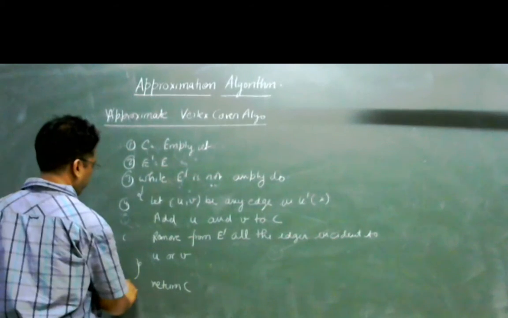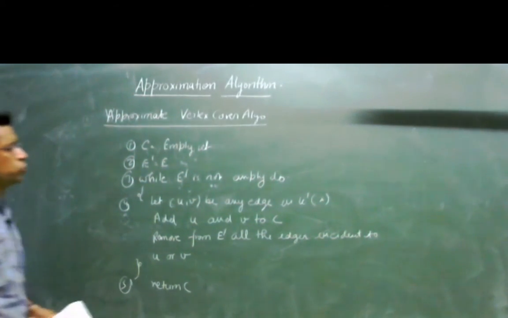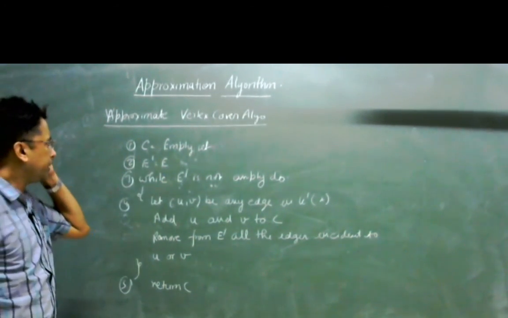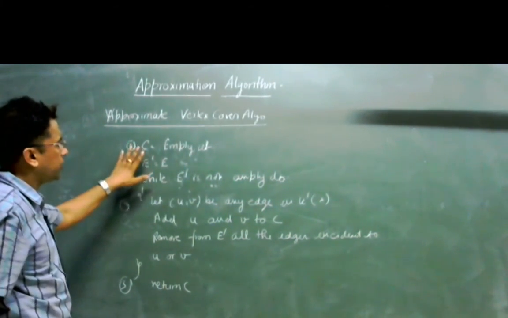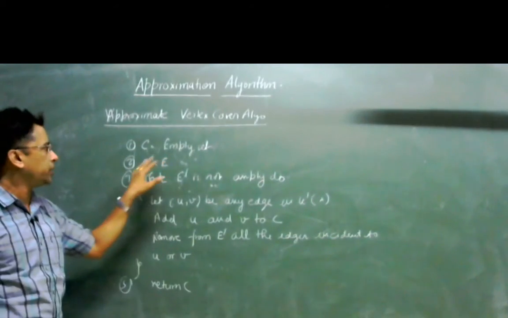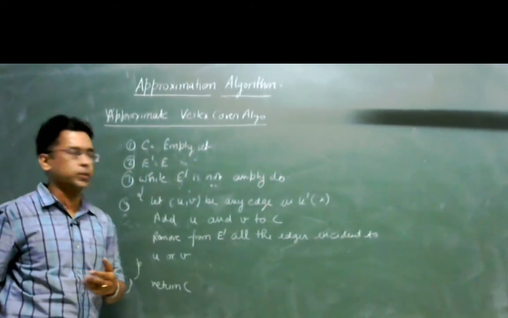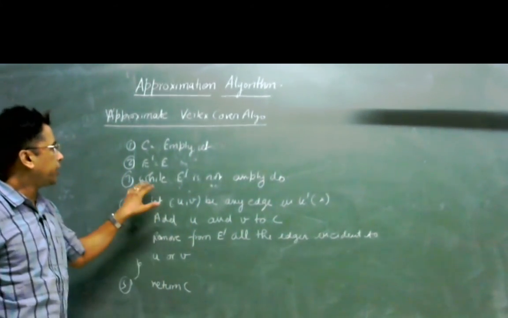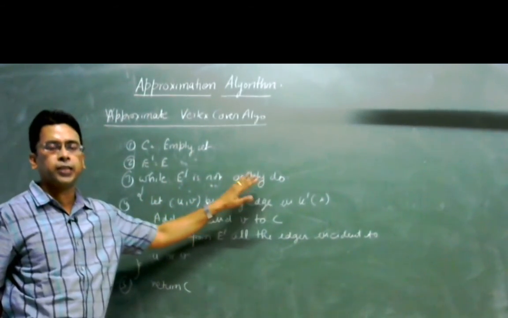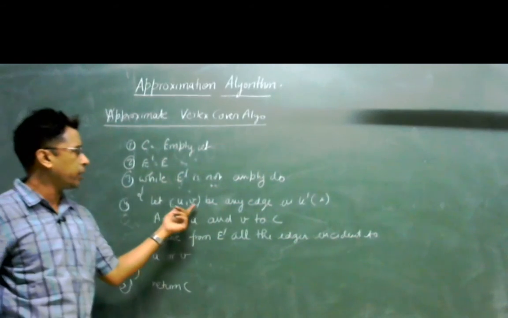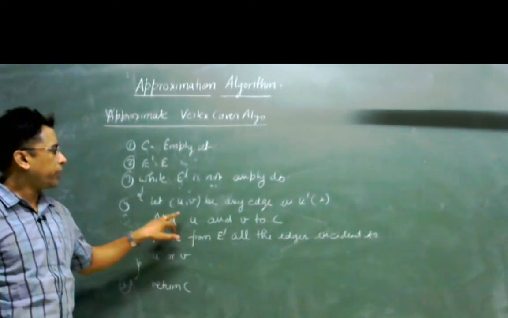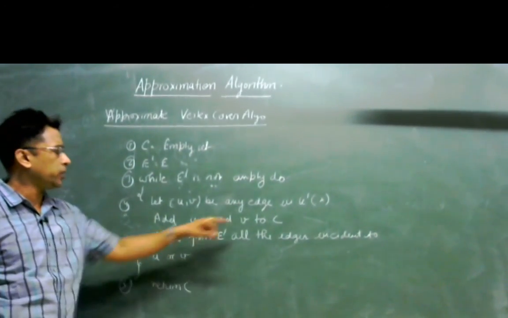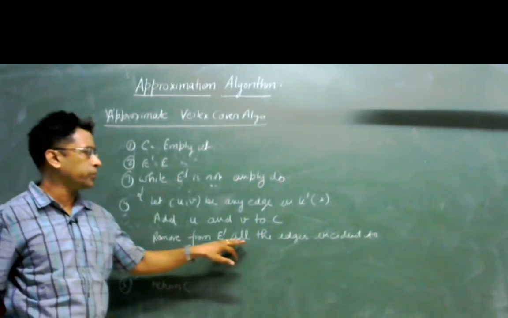So this is the simple pseudo code for the vertex cover approximation algorithm. What we do in it, we start with the empty set C, and E dash is equal to E, where E is the set of all the edges in the graph. And while E dash is not empty, until the E dash set becomes empty, we start taking a particular edge, and when we take a particular edge, you add the vertices associated with that edge into the set C and remove that edge from E dash.